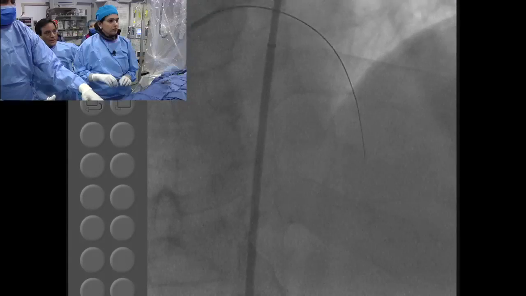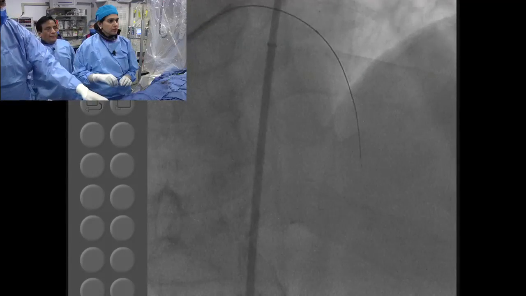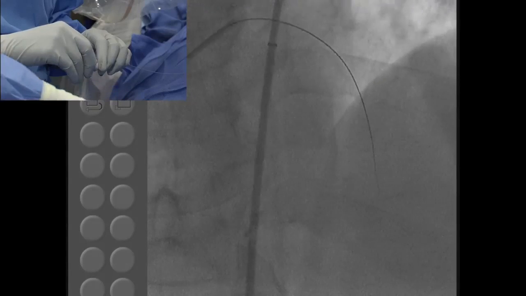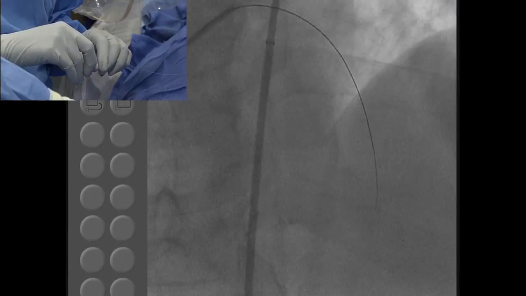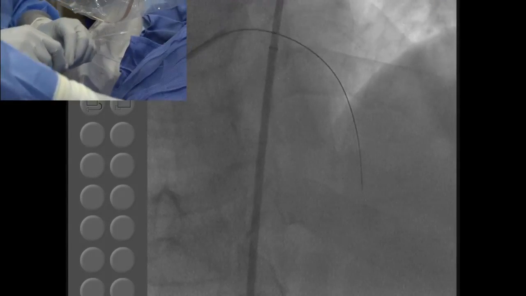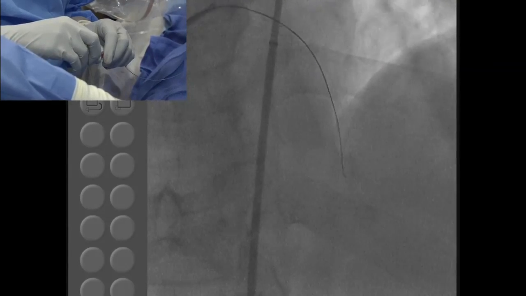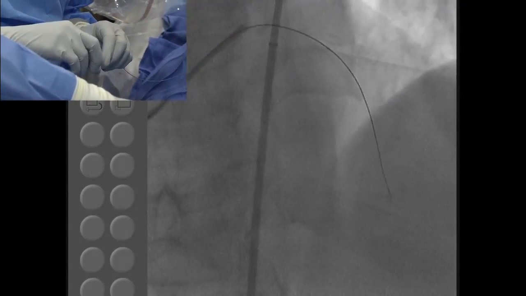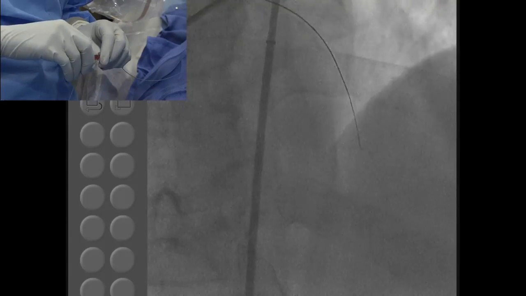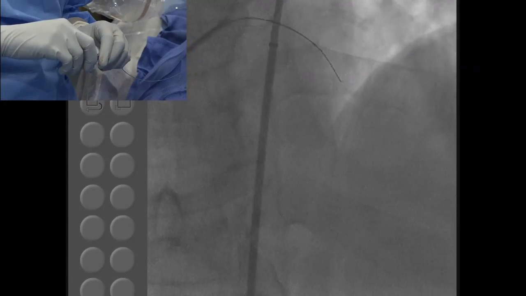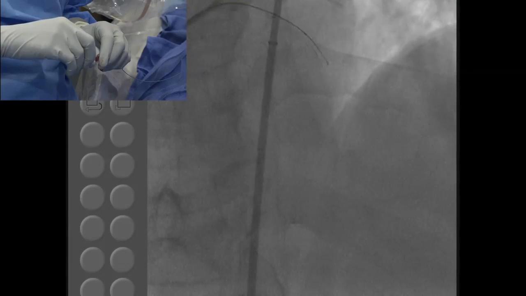Yes, absolutely. Knowing what we learned in the SYNTAX trial, that multivessel disease is more problematic than left main, and knowing that left main was excluded from FREEDOM, I think multivessel disease continues to get coronary artery bypass surgery referrals, particularly diabetic or high SYNTAX score, and that is what we have been practicing. This has actually led to our increased CABG volume.